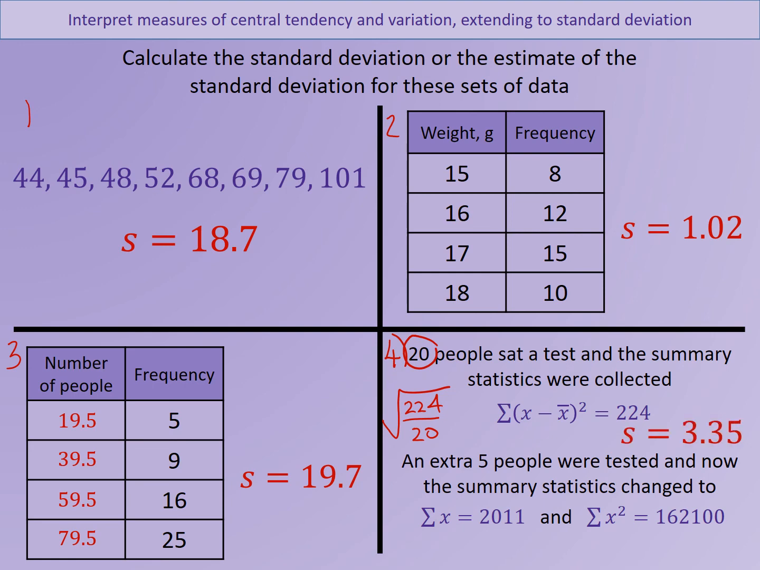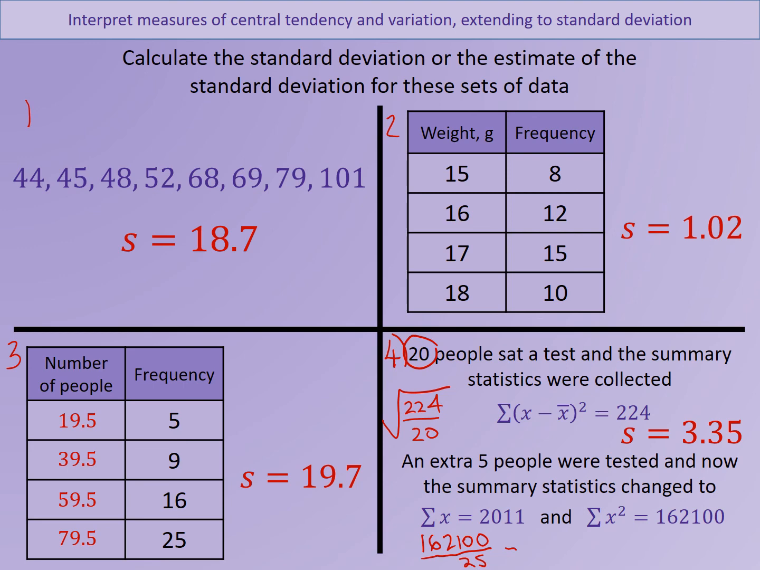And then if we look at the second part of this question, an extra 5 people were tested, and now we've got what we call summary statistics rather than the raw data. We can substitute these into the second standard deviation equation. So we've got the sum of x, that's 162100. Now we need to divide that by n, the number of pieces of data. So we've got 20 from the start plus 5, so that gives us 25. We then need to subtract the mean squared, so that's x bar squared.